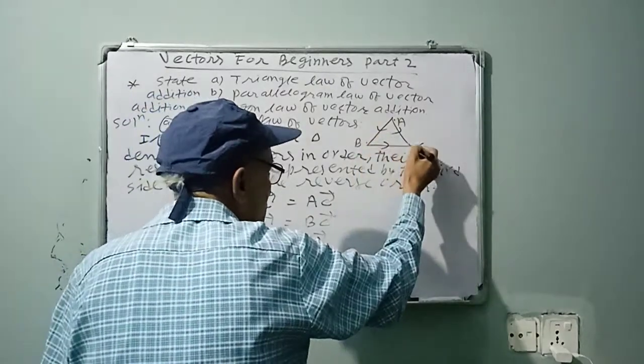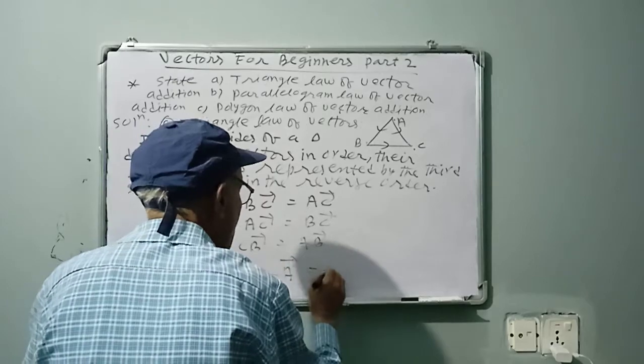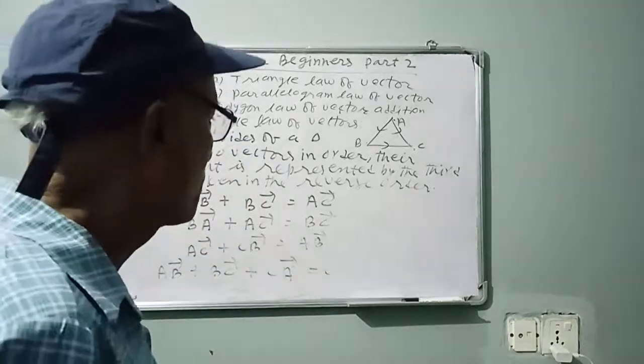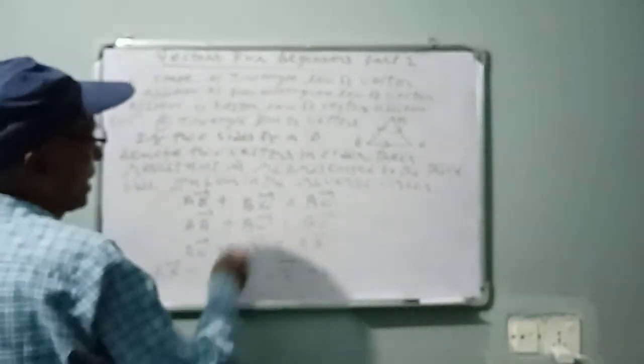AB plus BC plus CA equal 0. AB plus BC plus CA equal 0. This is triangle law of vector addition.